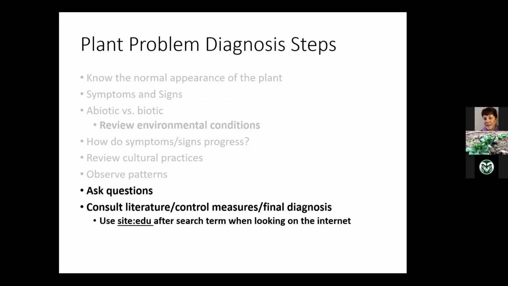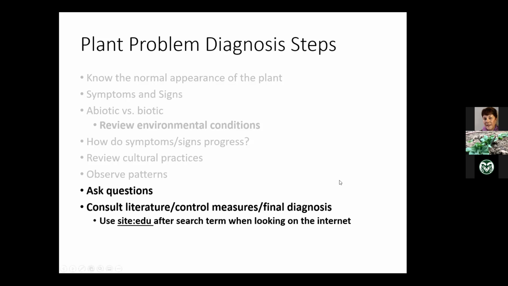So our final steps in a plant problem diagnosis is not only are we looking at symptoms and signs, determining whether it's abiotic versus biotic, looking at environmental conditions, looking at how the symptoms and signs are progressing, reviewing cultural practices, observing patterns. We also want to ask questions, and then we consult our literature and our control measures.